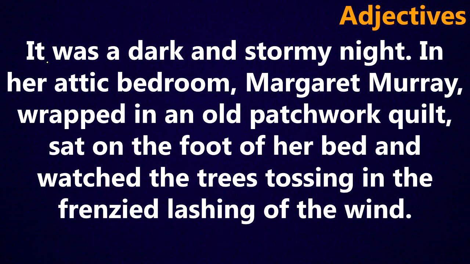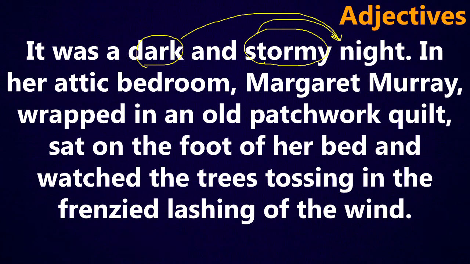Okay, so it was a dark and stormy night. Here, dark and stormy are both adjectives and they are describing night, because as we said before, night is a noun. So dark and stormy is describing what the night was like.